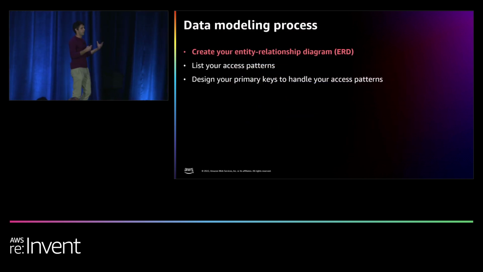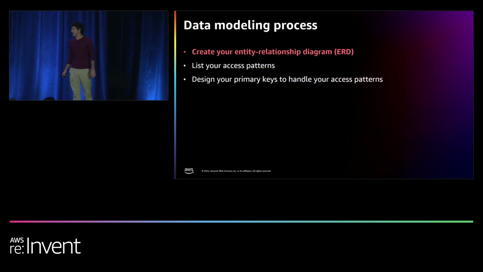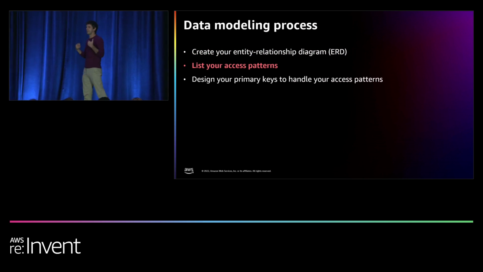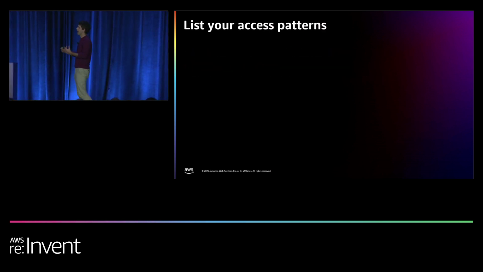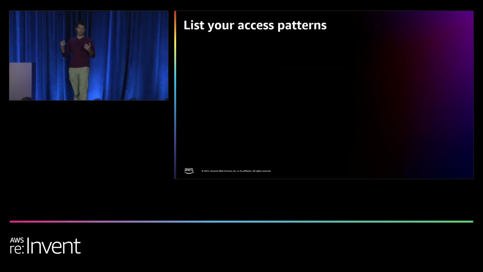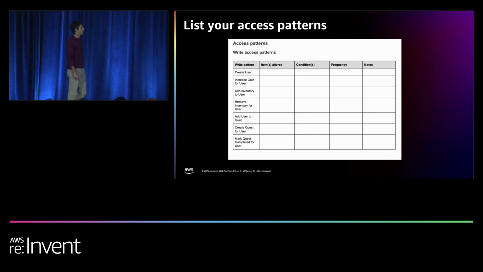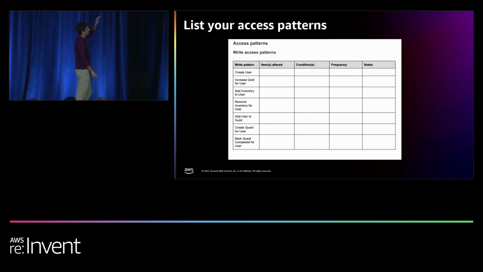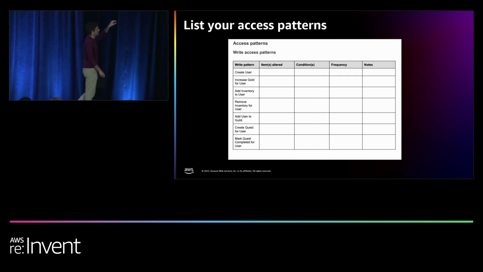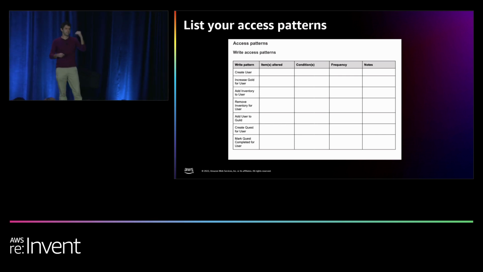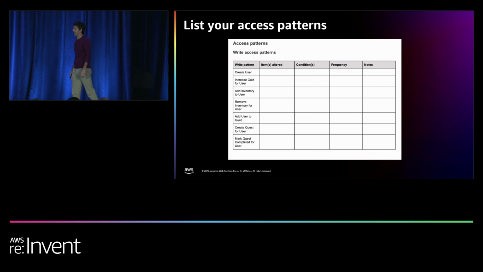All right, so once we start to know our application and our entities, now let's go and list out our access patterns. The biggest thing here is you want to be thorough and actually list these out, not think about them just generally in your head, but write them down on a piece of paper somewhere and get specific. You want to say create user, increase the gold for user, add inventory to users, all these different things, and list out the different access patterns you're going to have.